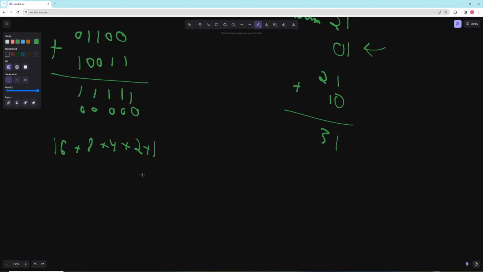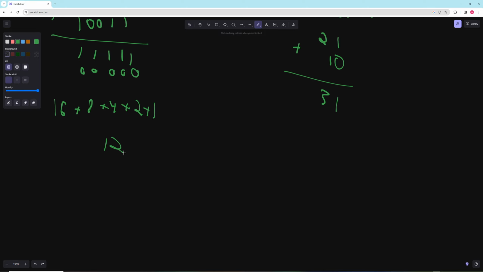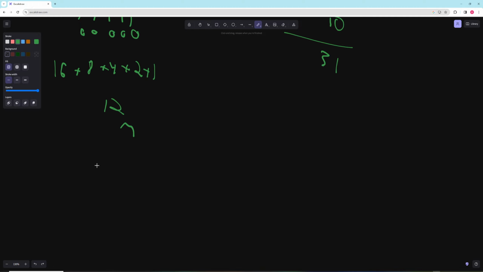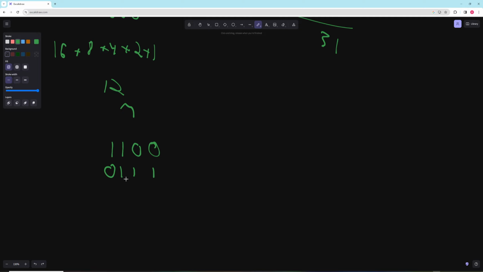So maybe let's do 12 and 7 this time. This should be 19, so let's try that one. So we have 8, we have 4, no 2, so this is this. And then 7 should be this, I believe. Okay, so now let's do this one. We're going to do the same thing. We can't add, so we will XOR.